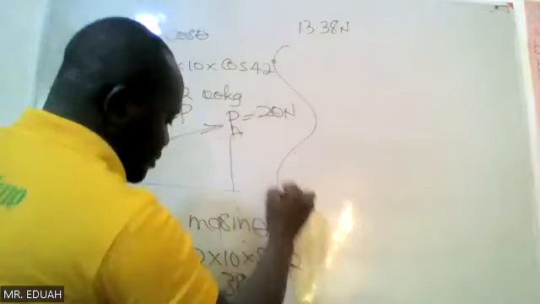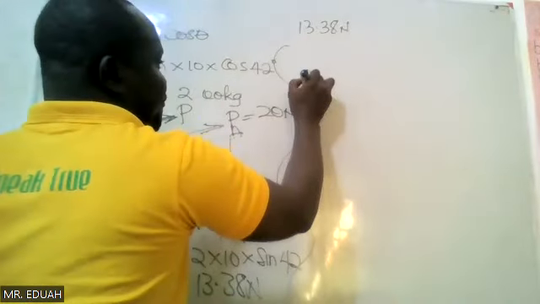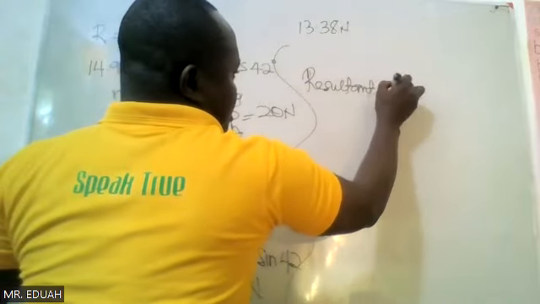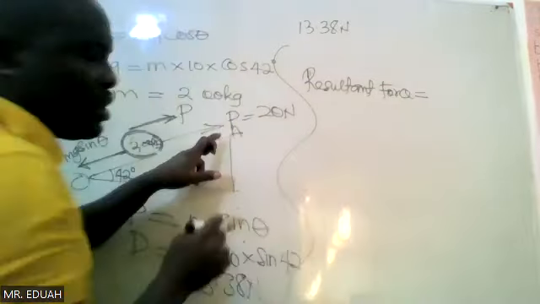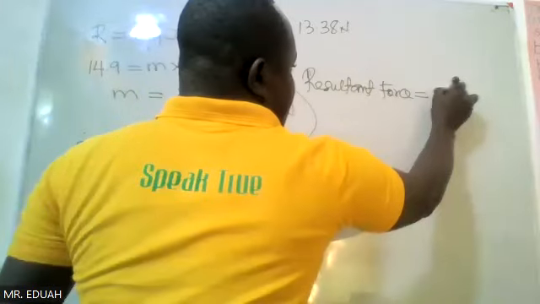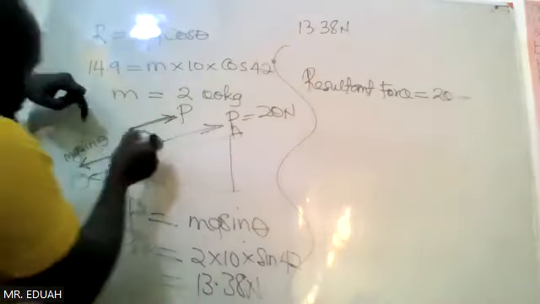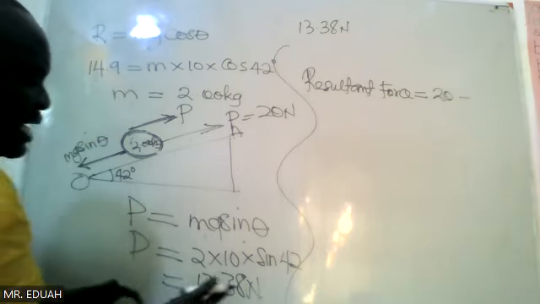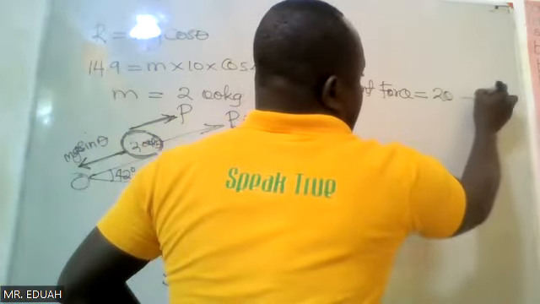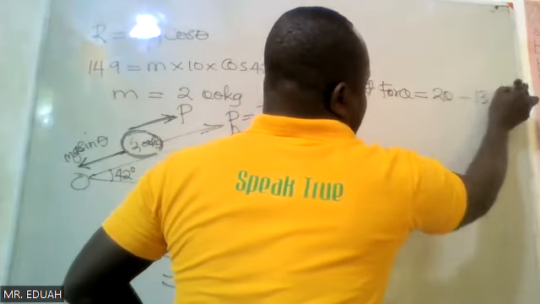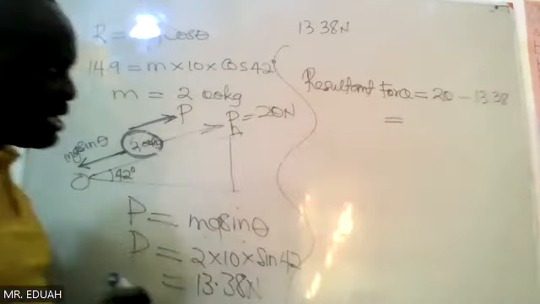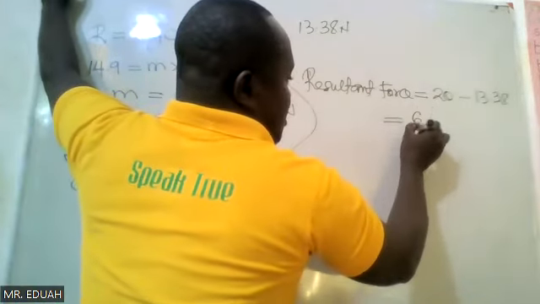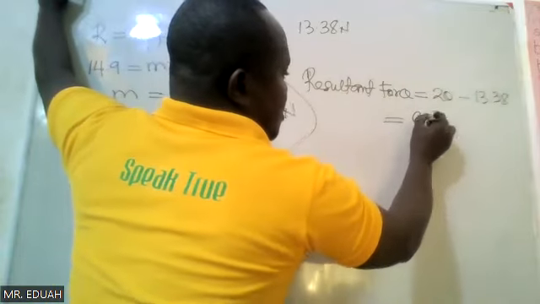So the resultant force is equal to 20 Newton minus the mg sine theta acting down the plane, which is 13.38. And okay, what did you get? You said you had 6 point what? 6 Newton.